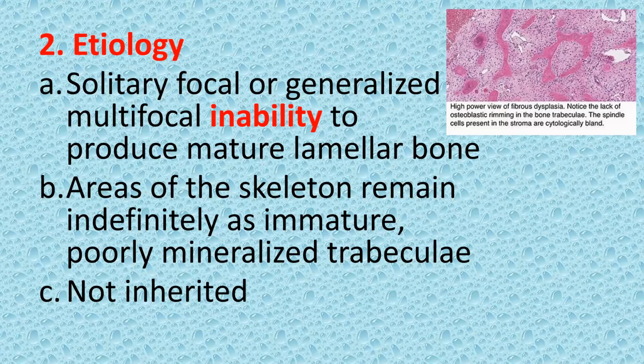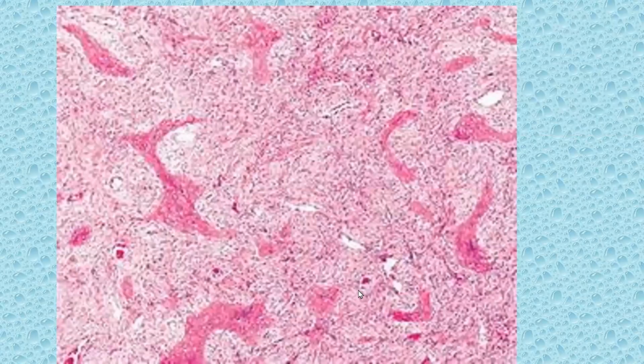Areas of the skeleton remain indefinitely as immature, poorly mineralized trabeculae, and it is not inherited. You see, this is the trabeculae and the tissue that surrounds it, which is spindle-shaped. You see giant cells, and you can see occasionally hemosiderin-laden cells. You see this tissue surrounds the trabeculae.